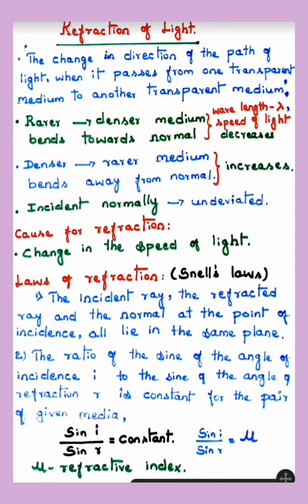Next, what causes the refraction of light? It's because of the change in the speed of light that gives the effect of refraction of light. Remember this. Let's move to the laws of refraction. This is also called Snell's law of refraction, or we can call it Snell's laws. The first law of refraction says that the incident ray, the refracted ray, and the normal at the point of incidence all lie in the same plane.